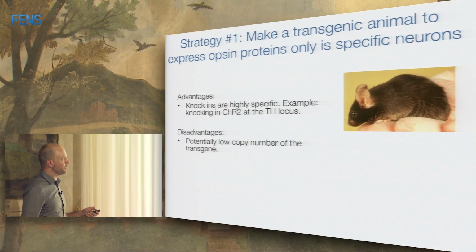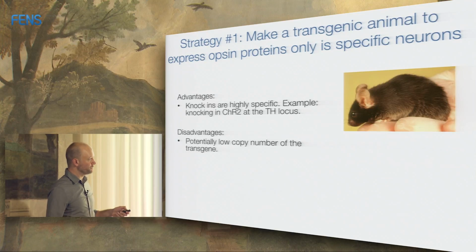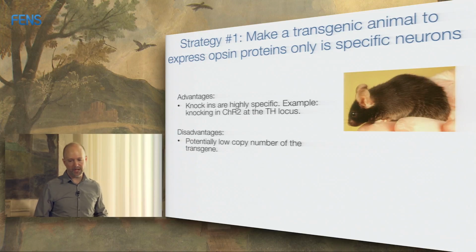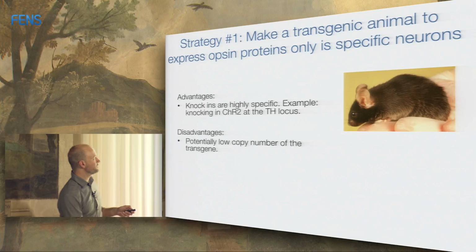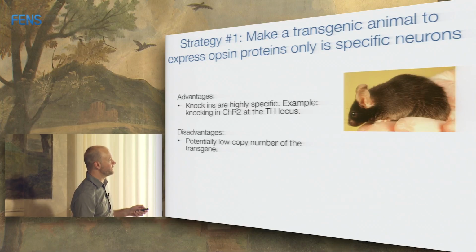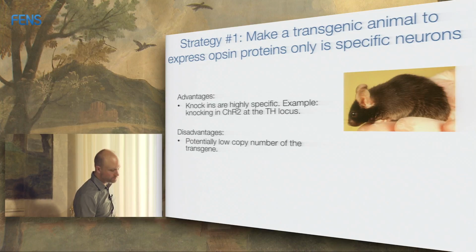Well, one is we can make a transgenic or a knock-in animal to do this. So we can make a genetically modified mouse that, say, expresses channelrhodopsin under control of the TH promoter. Obviously, the advantage of this is it can be incredibly specific for just targeting those cell types. But there's a couple of disadvantages to highlight as well.